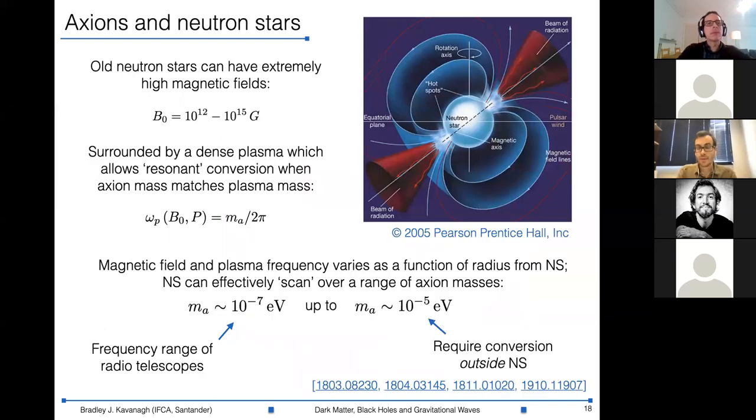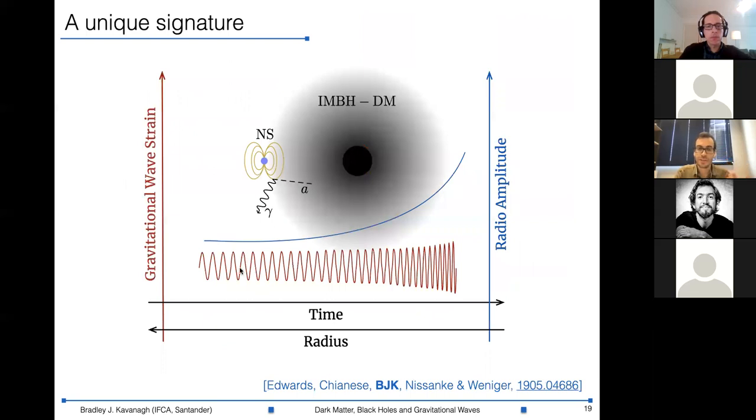And just very quickly, we came up with a kind of neat, slightly different idea concerning axions. One of the cool things about axions, as I said, is that they can convert in a strong magnetic field into photons, and neutron stars can have extremely high magnetic fields. So the picture that we envisaged was that you could have a neutron star orbiting around this black hole, inspiraling towards the center. And as it inspirals, you would see this dephasing effect. You would see this gravitational wave strain accumulating phase at a slightly different rate.